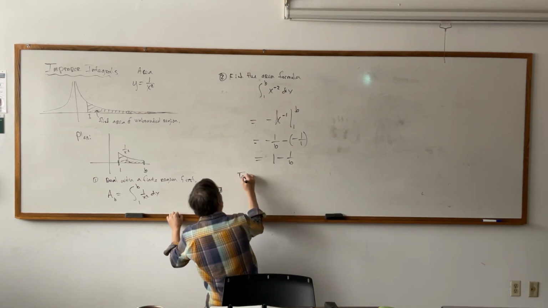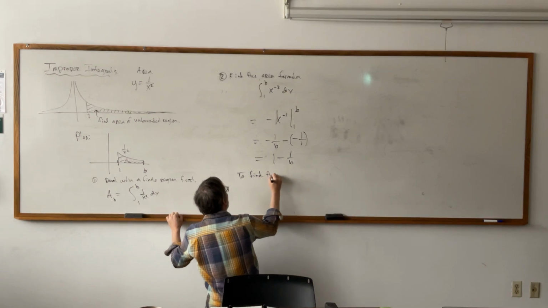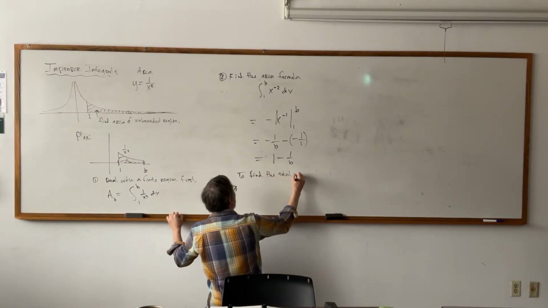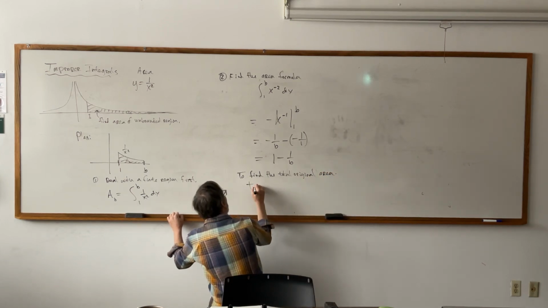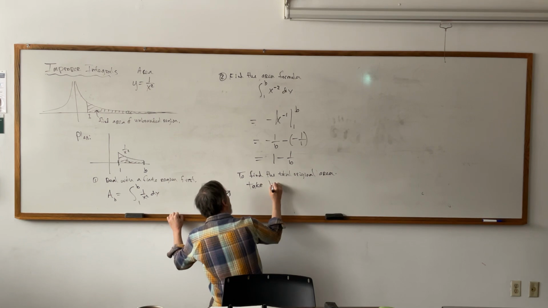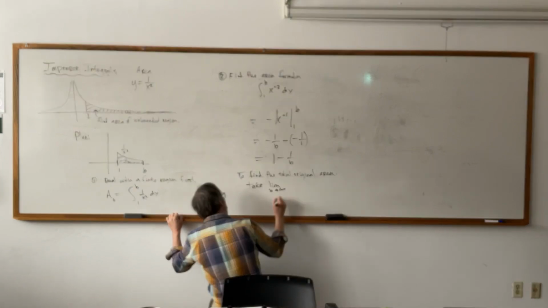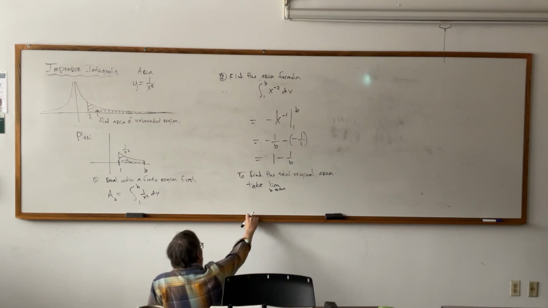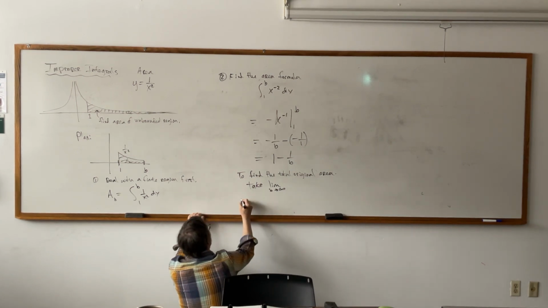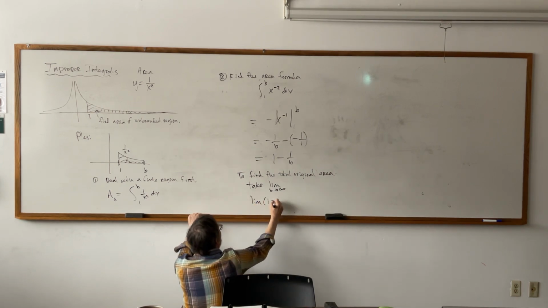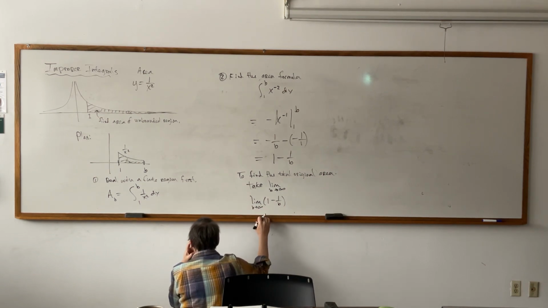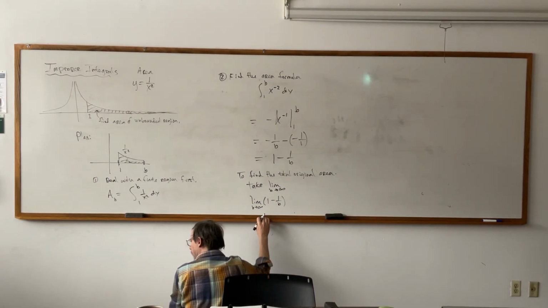So to find the true area, the total original area, we're going to take, just like Voigt said, the limit as b goes to infinity of this answer. And what do I get for that? What is the limit of 1 minus 1 over b as b goes to infinity? 1. How'd you get that? That's right. Because anything divided by infinity is 0.